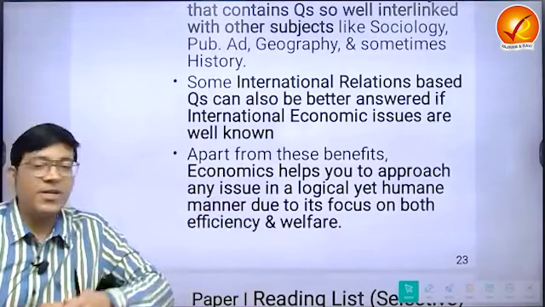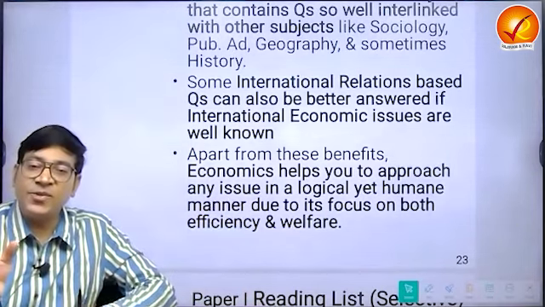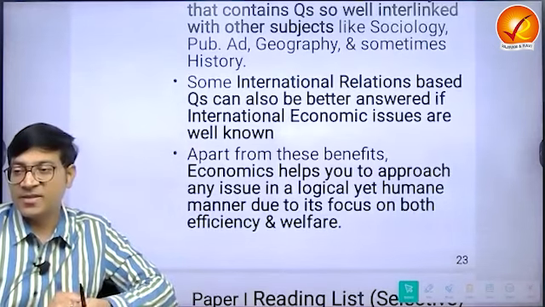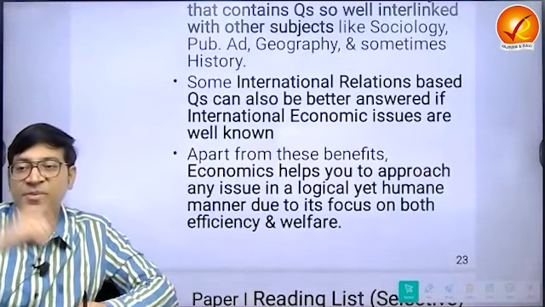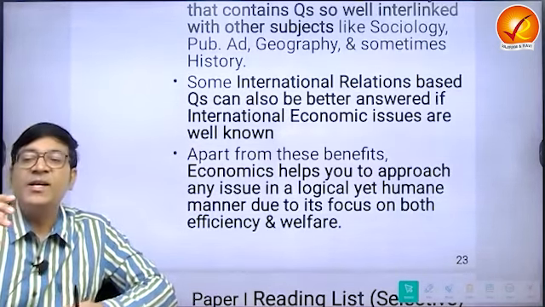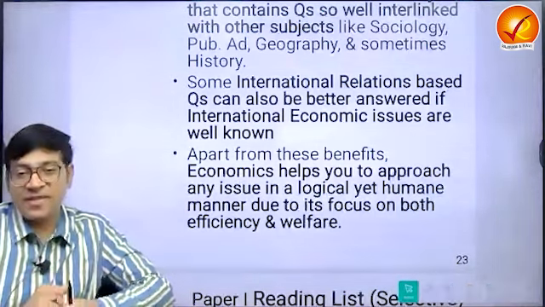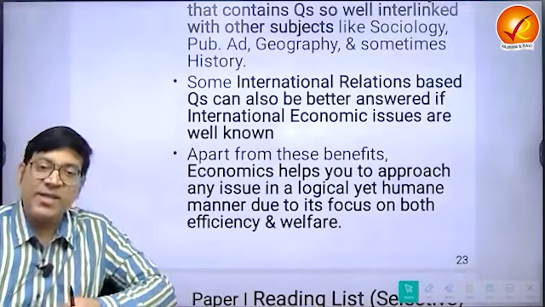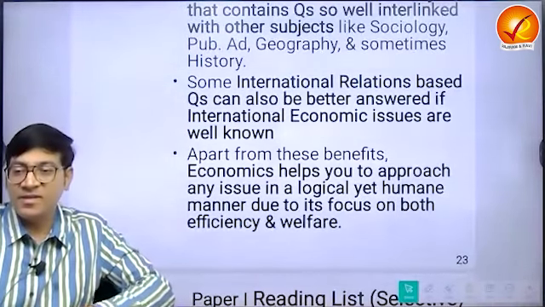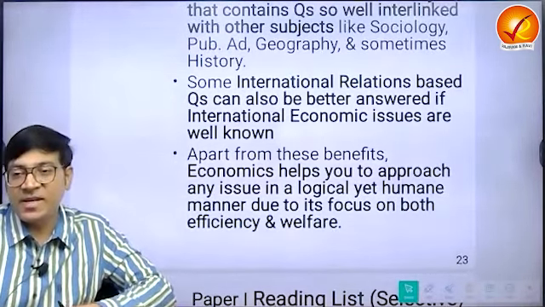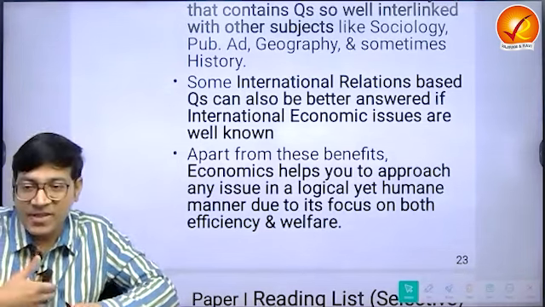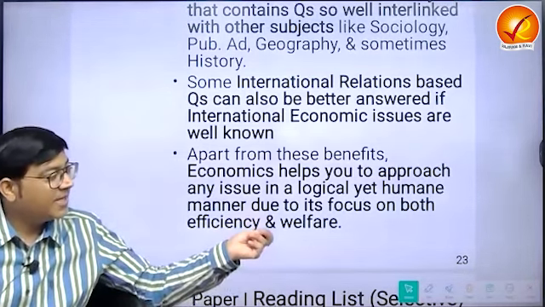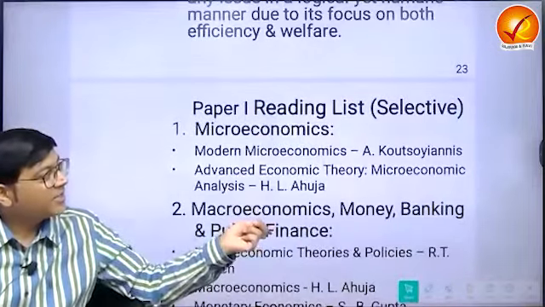Therefore, it's a very ideal thing to have an economics background when you become a policy maker. When you become a bureaucrat or a policy maker, having a background in economics helps you a lot, because you can look at things both analytically and in a humane manner. You cannot just say what is good or bad for a particular policy, yet you have to look into it in a logical manner.